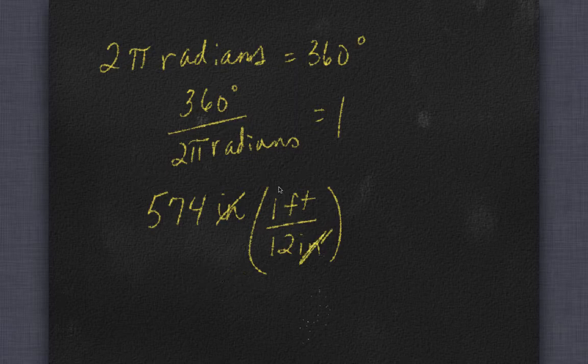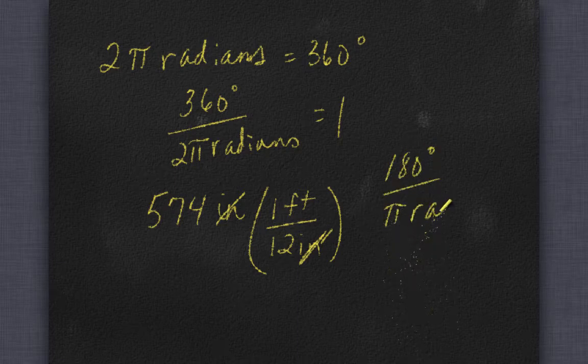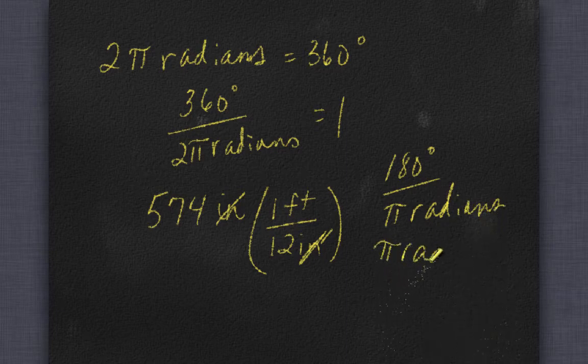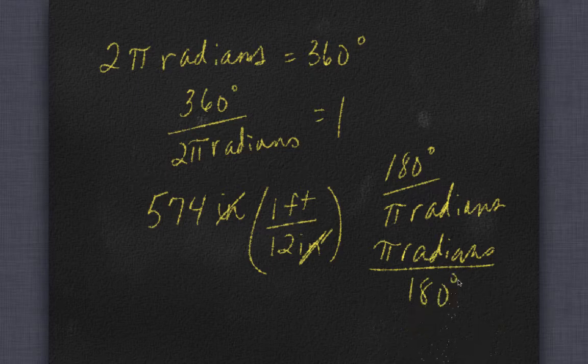So similarly, if I have degrees and I want radians, I would multiply by 2 pi radians over 360 degrees, but this can be simplified. So instead of doing that, we do pi radians over 180 degrees, so I've just divided by 2 on top and bottom. And generally speaking, we don't write radians, but that's what we're doing.